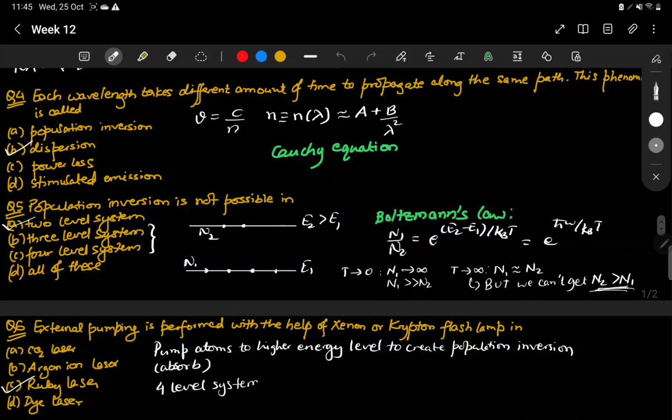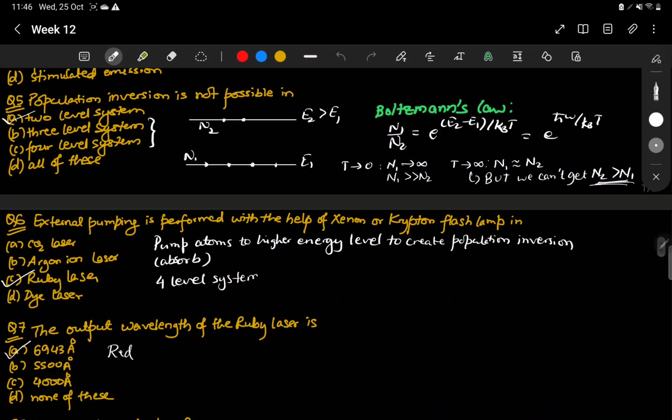Population inversion cannot be achieved in a two-level system. At best, we can achieve the case of 50-50 population, like n1 becoming approximately equal to n2. But we cannot achieve population inversion in two-level systems. We can have population inversion in 3 or 4-level systems.